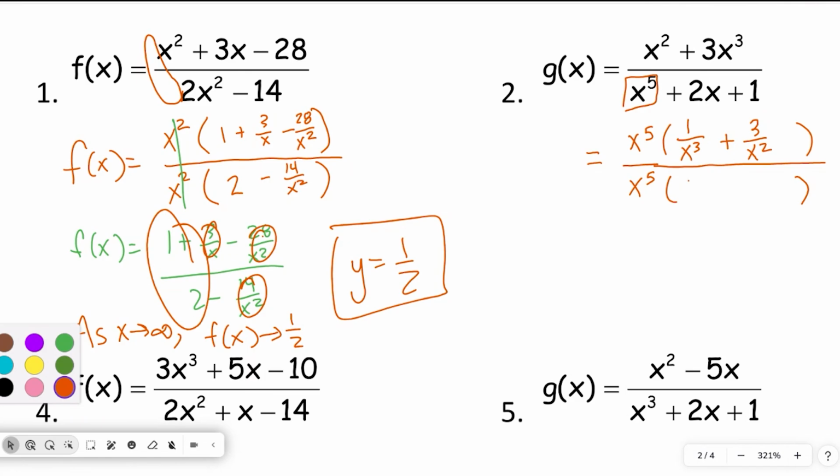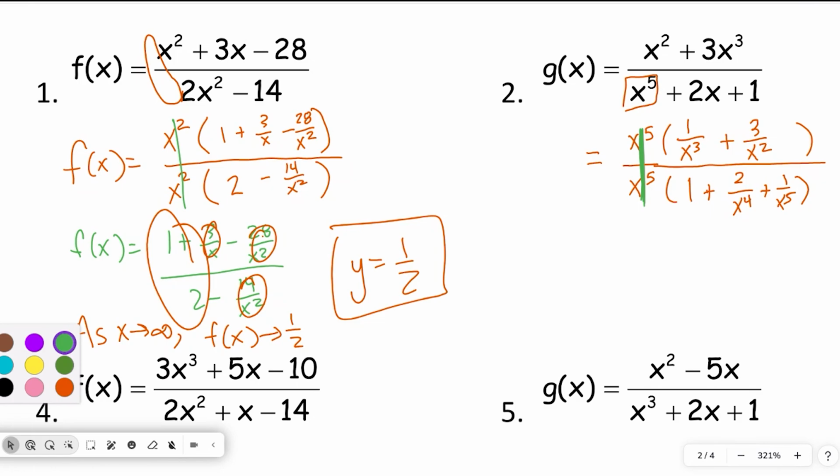Do the same thing on the bottom. It's going to be 1, x to the 5th divided by x to the 5th. X squared divided by x to the 5th. I'm sorry, 2x would be 2 over x to the 4th. And then 1 divided by x to the 5th. Just 1 over x to the 5th, yeah? So if I want to send x to infinity, first of all, before I do that, we can cancel out these x to the 5th, so we don't need those anymore. Those will reduce to 1. Right? That's just 1 right there.